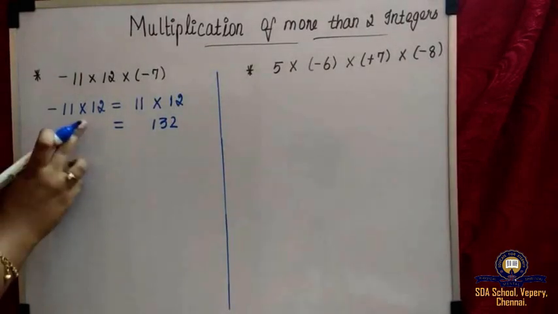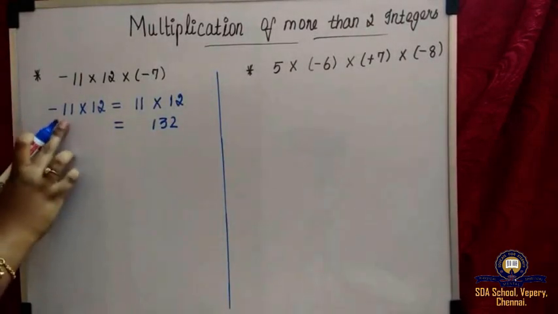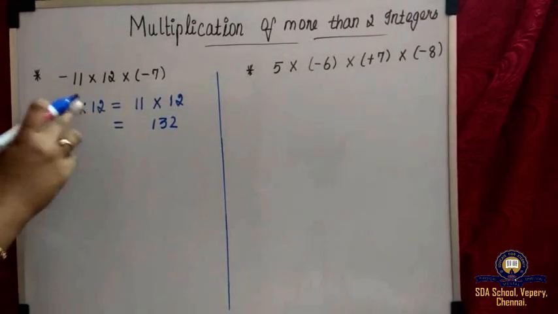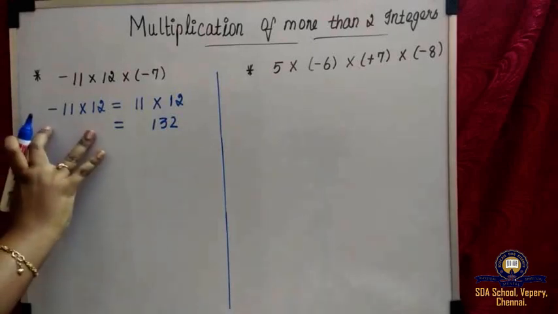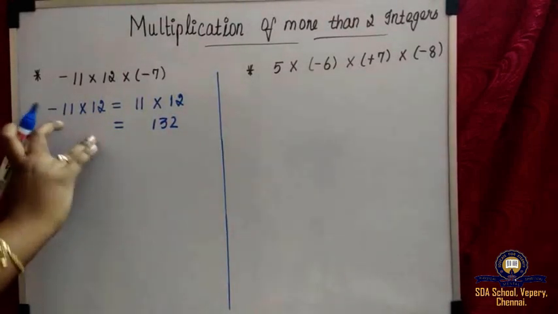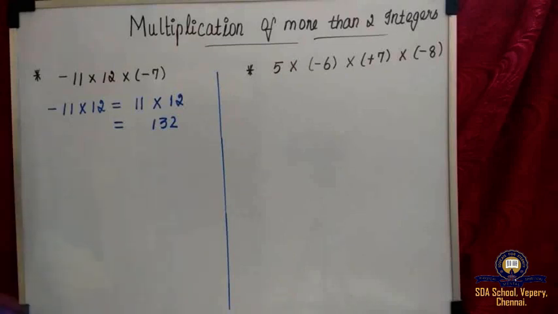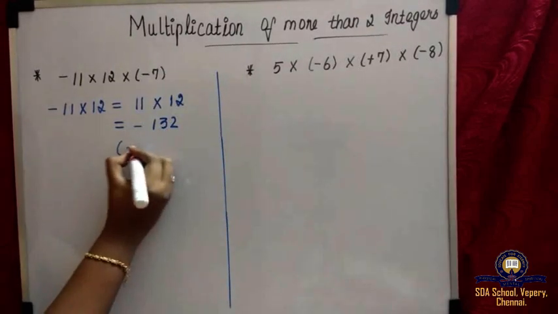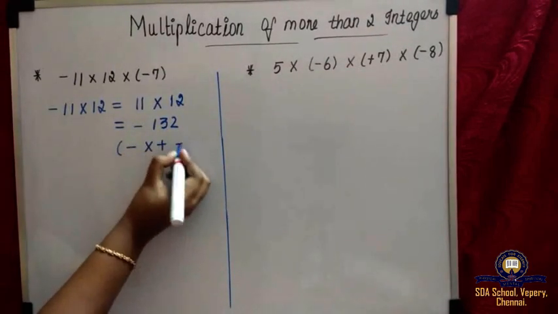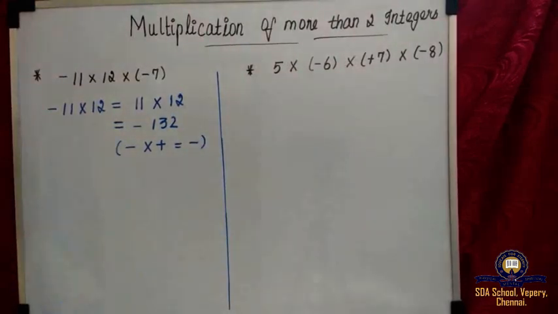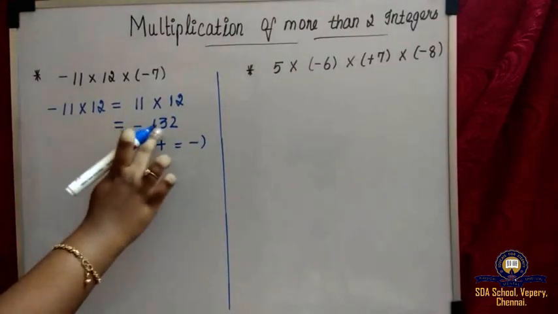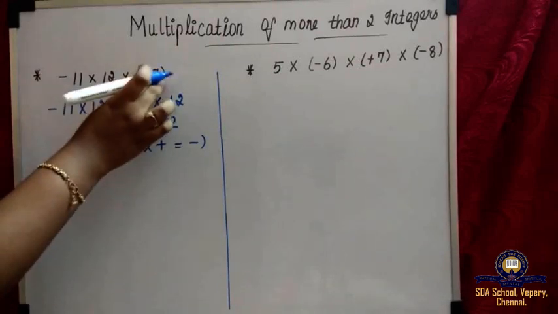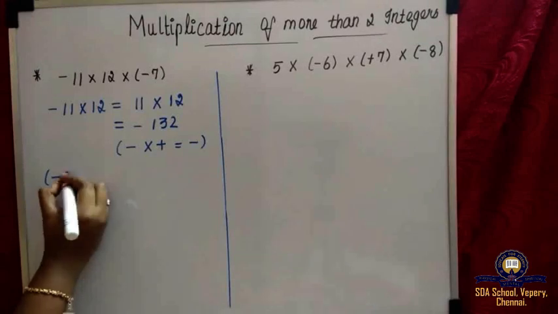When you look here, both the integers have different sign. Minus 11, plus 12. Before 12 we do not have any sign, which means it is plus. So if both the integers have different sign, then their product will be a negative integer. So it is minus 132, since minus into plus is equal to minus. So now we got the product to be minus 132. Now we have to multiply minus 132 into minus 7.